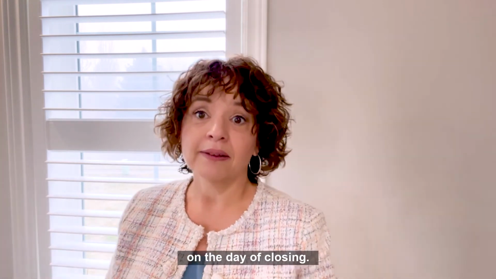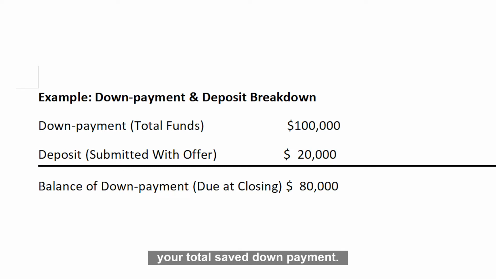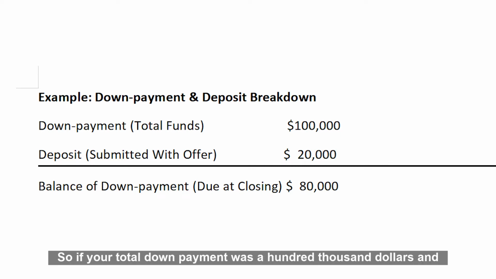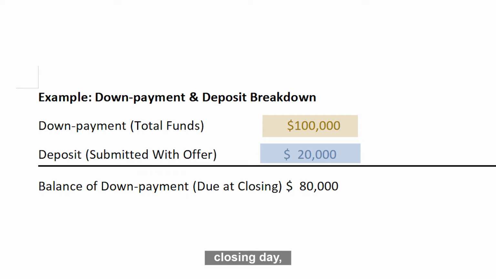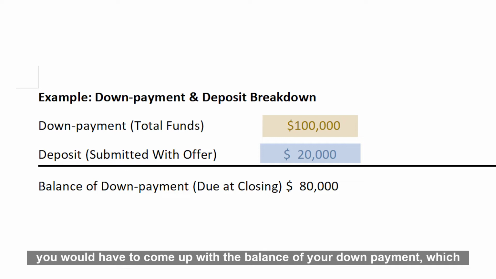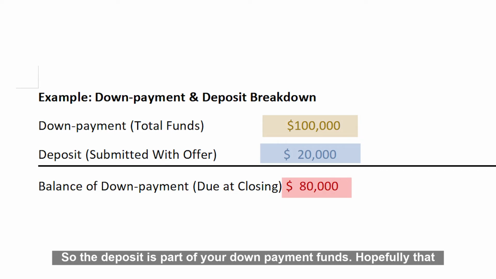and the down payment is due on the day of closing. It is also important to note that the deposit funds are coming from your total saved down payment. The deposit funds are also credited towards the purchase price on closing. So if your total down payment was $100,000 and you submitted $20,000 as a deposit with the offer, on closing day, you would have to come up with the balance of your down payment, which in this example would be $80,000. So the deposit is part of your down payment funds.